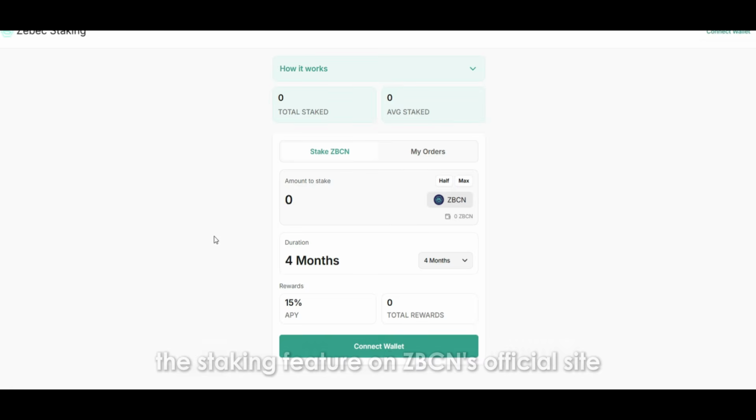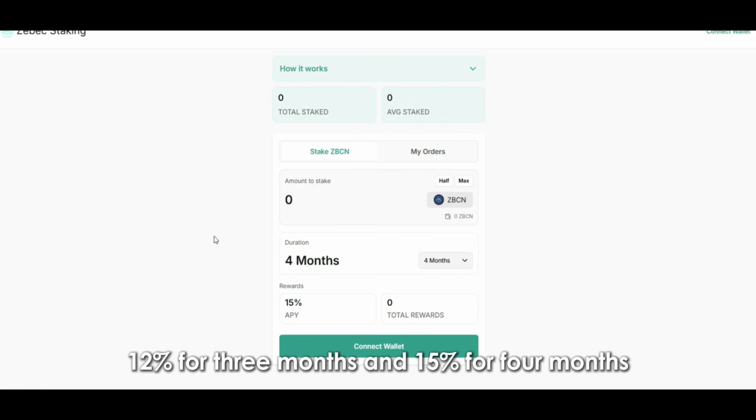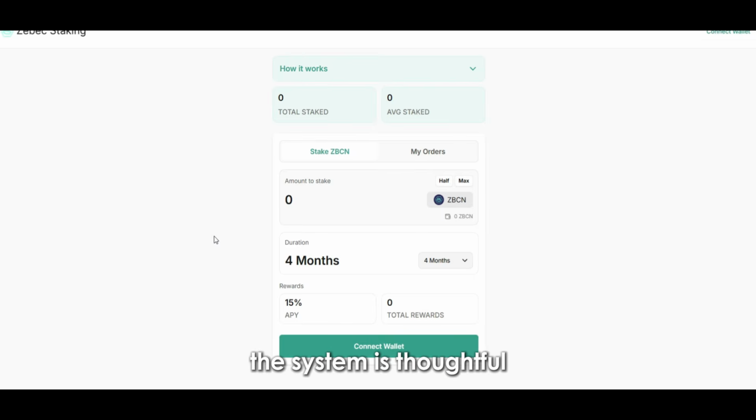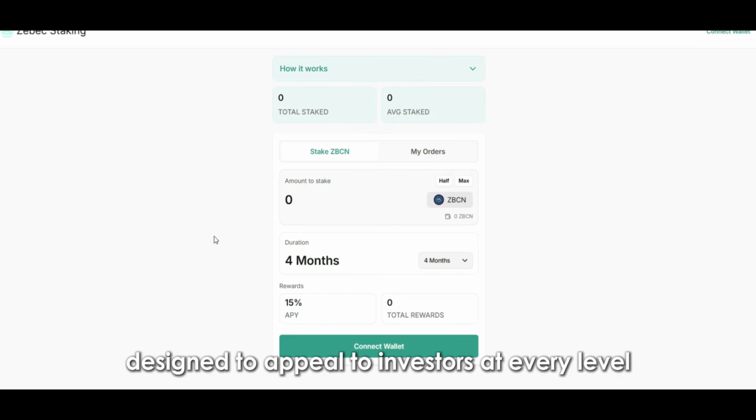In summary, the staking feature on Zbcn's official site is highly functional and beneficial, enabling users to put their coins to work, earn passive income, support the project, and be rewarded as long-term investors. With APRs of 8% for 1 month, 12% for 3 months, and 15% for 4 months, the system is thoughtfully designed to appeal to investors at every level.